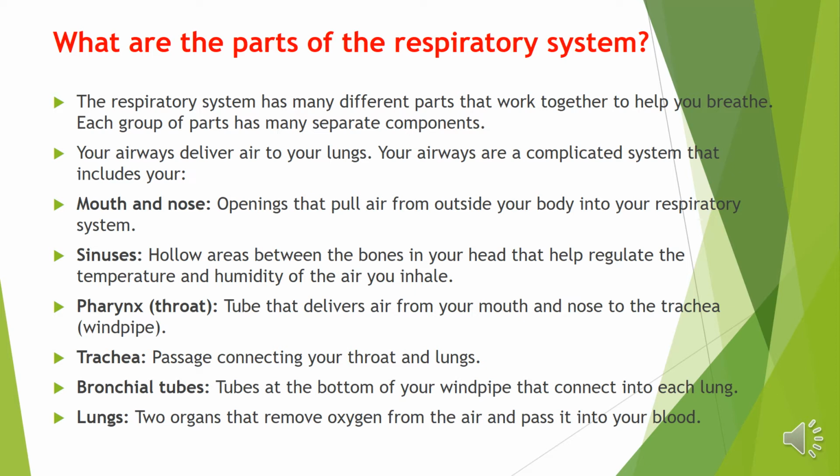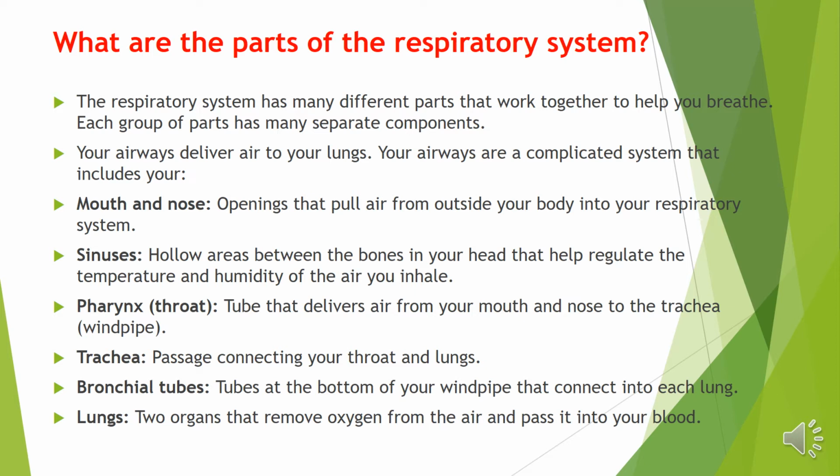What are the parts of the respiratory system? The respiratory system has many different parts that work together to help you breathe. Each group of parts has many separate components. Your airways deliver air to your lungs. Your airways are a complicated system that includes your mouth and nose, openings that pull air from outside your body into your respiratory system.